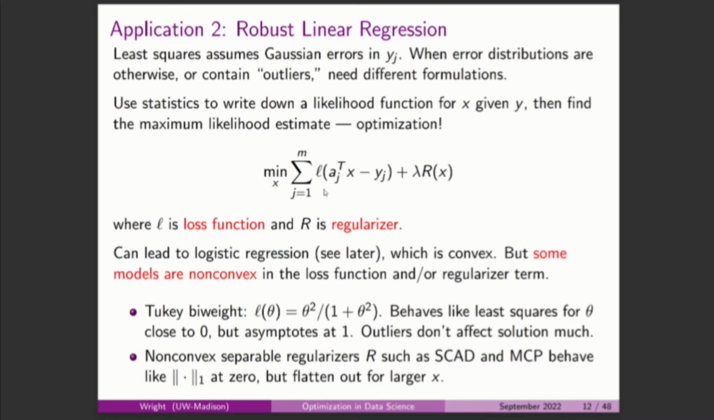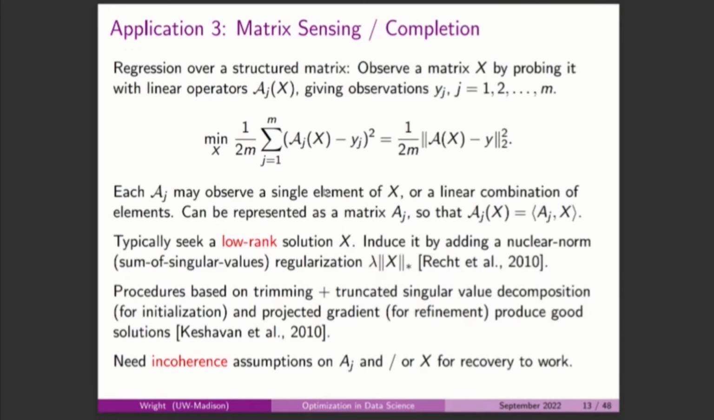Some of them are called SCAD or MCP, where they do have this property that they behave like L1 when x is close to 0, but they flatten out when the components of x get large. Okay, and this gives rise to non-convexity in many of these robust formulations.